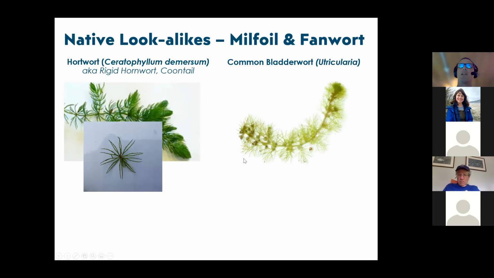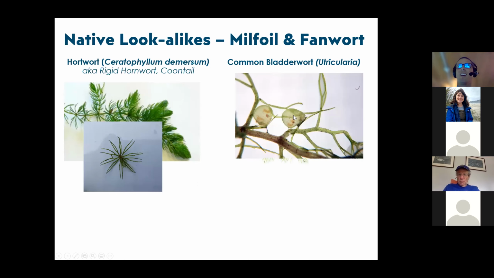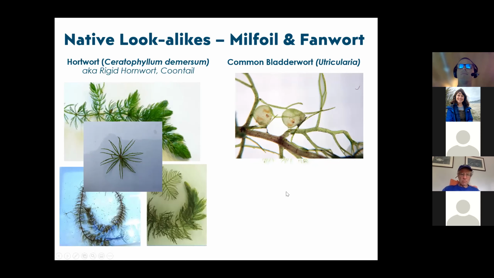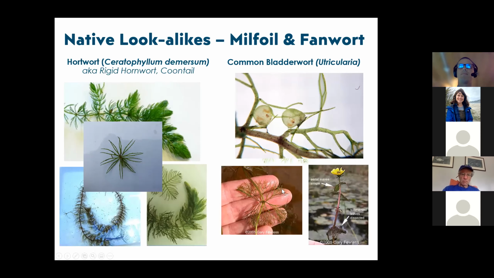Another one is bladderwort, a really cool plant that is a carnivorous plant that eats zooplankton, and it has these bladders, these little sacs that you can see growing along there. None of our invasives have these bladder structures, so that's a key identifying feature. So here you go, some pictures of bladderwort and coontail. These are native species.